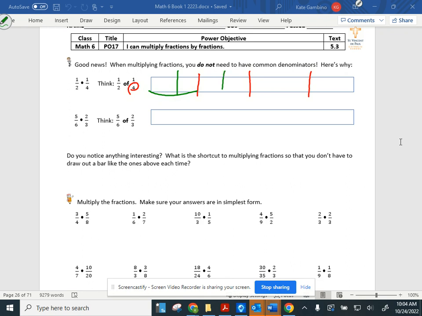So each of those sections would be broken up into halves. So we started with 4ths of our bar, and then we broke those 4ths into halves. So if we only want 1/2 of 1/4, we just want this first section. So 1/2 of 1/4. So if we're looking at it with our bars, we ended up with 1, 2, 3, 4, 5, 6, 7, 8 sections, and we only want one of them.